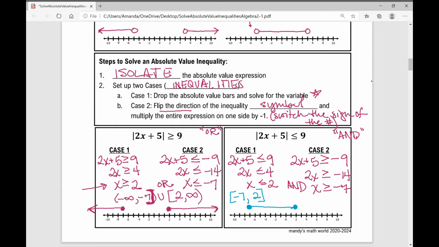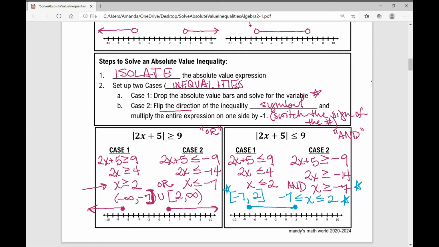You can also write it like this: x is between, it's less than or equal to 2, and I kind of read it from right to left, x is greater than or equal to -7. You can write it this way, you can write it this way, or you can write it in interval notation.